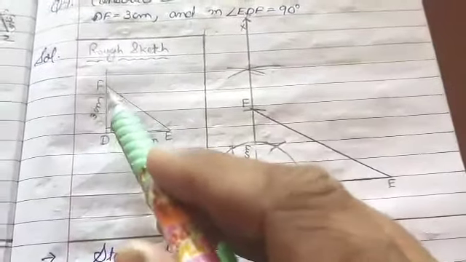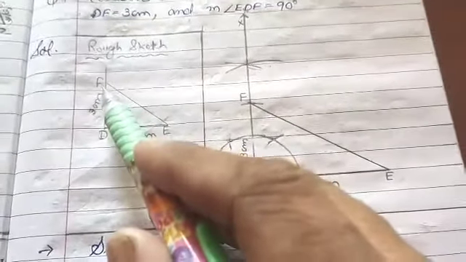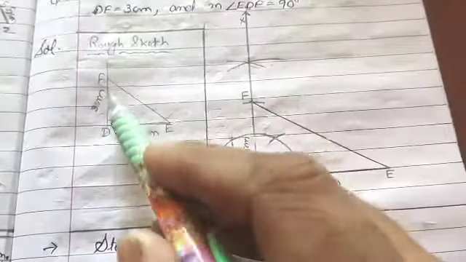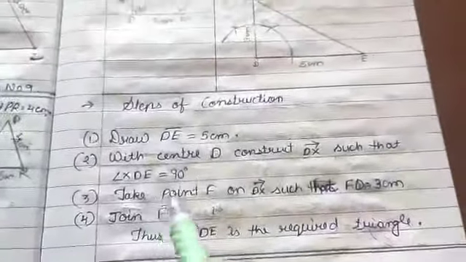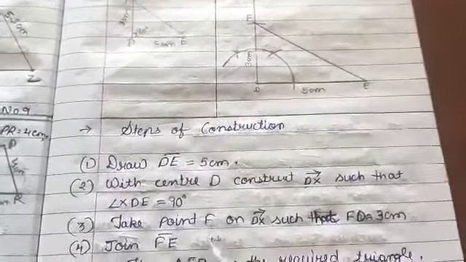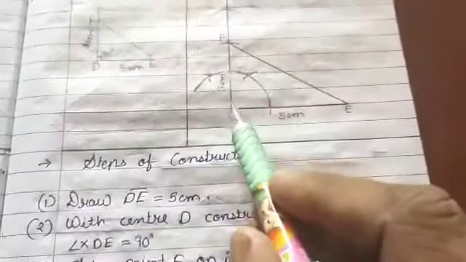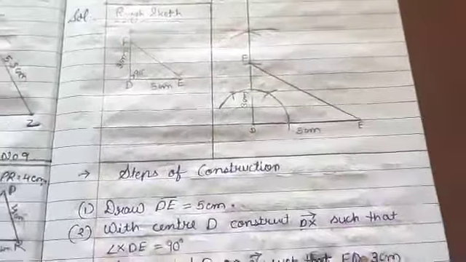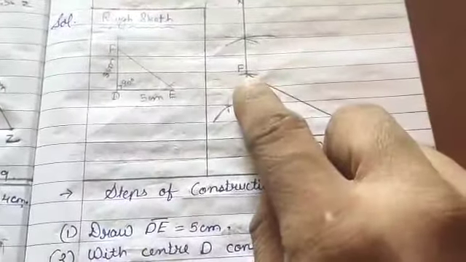Now dear student, after getting ray DX, it is necessary to get this point F which is 3 centimeter away from D. So what I will do, with center D, try to get this length for F.